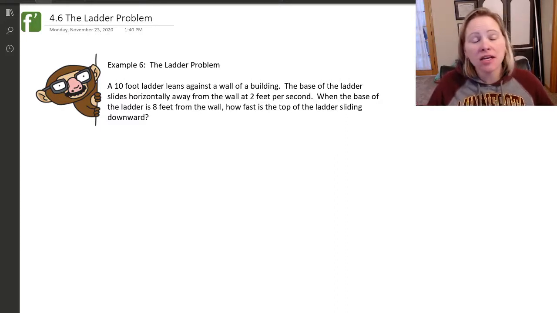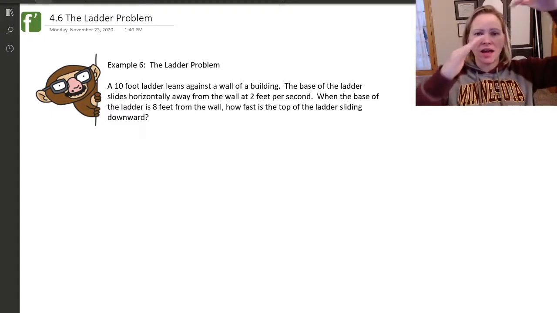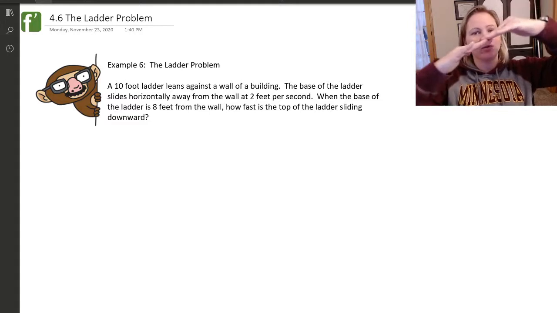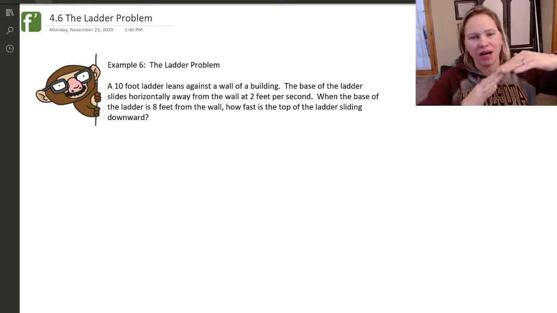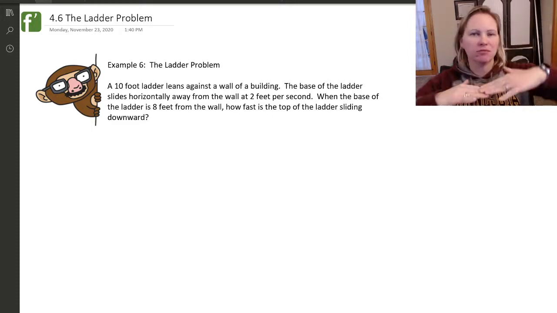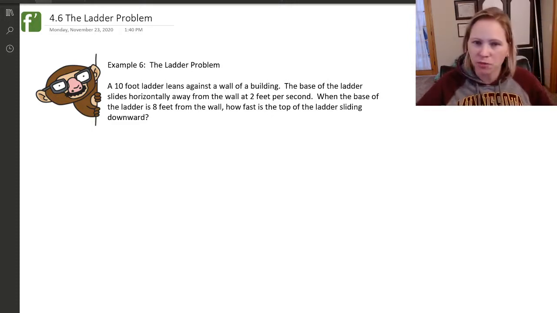You have a ladder leaning against the wall, and this ladder has a fixed height. And as that ladder begins to slide one way, it changes its position, and the bottom and the top are going to be moving at potentially different rates at different points in time.